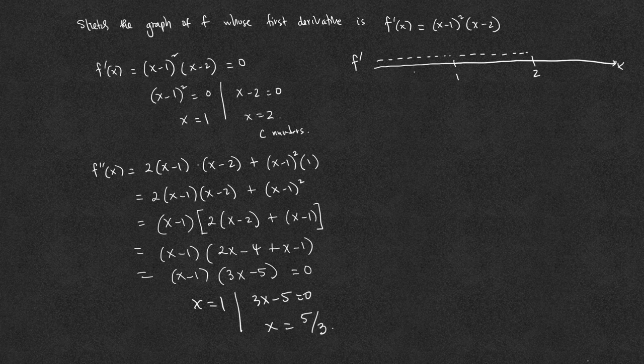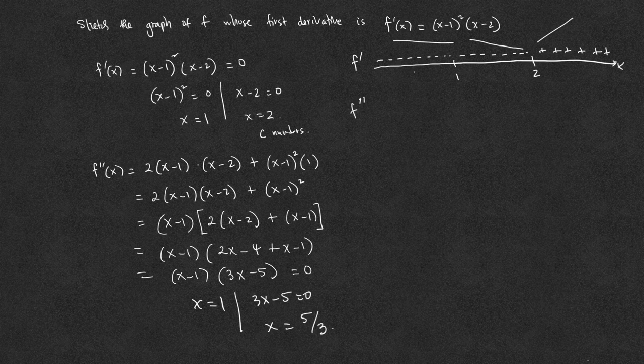From 2 to infinity, we pick any number, 3 for example, and we plug it into the first derivative. 3 minus 2 is positive, so f prime is positive from 2 to infinity. We see that the function is decreasing from negative infinity to 1, decreasing again from 1 to 2, and then increasing from 2 to infinity.